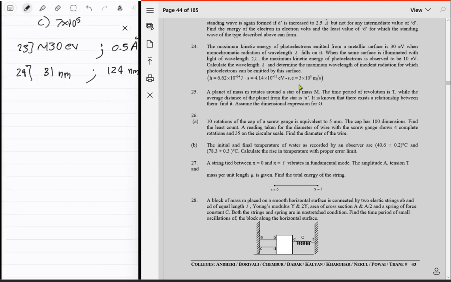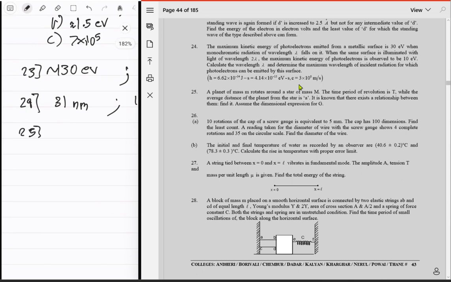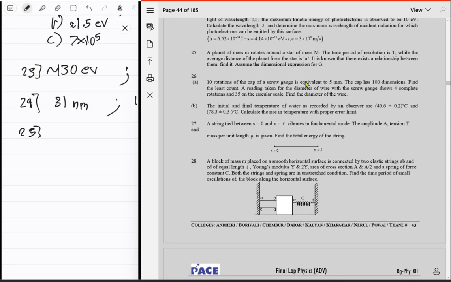25. 25 is planet of mass m rotates about a star of mass capital M. The time period of the revolution is t, while the average distance of the planet from the star is h. It is known that there exists a relation between them. Find it. Assume the dimensionless expression. Okay, क्या है? The star of mass m, time period of revolution is t, while the average distance of planet from the star is a.